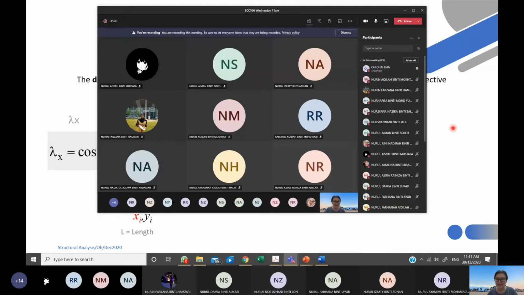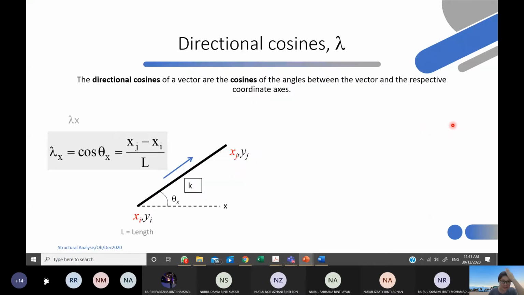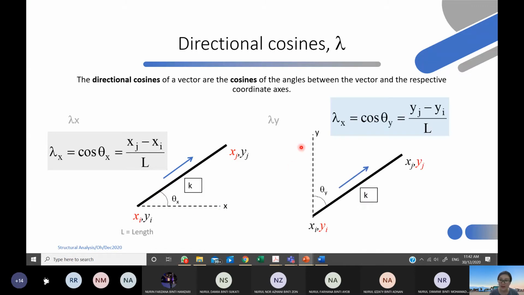So let's continue with this. Here, for this directional cosine, we need to determine the cos of this angle. If you want to determine the lambda x, we are referring to the angle towards the x coordinate axis. If you want to determine the lambda y, we are referring to cos of angle theta y, which refers to the y coordinate axis. So you need to define where the angle is so that you can get the cos theta correctly.